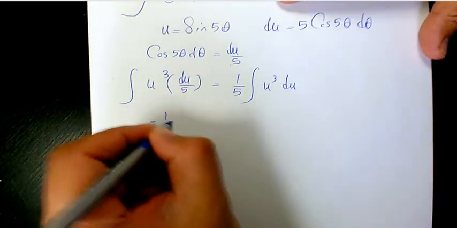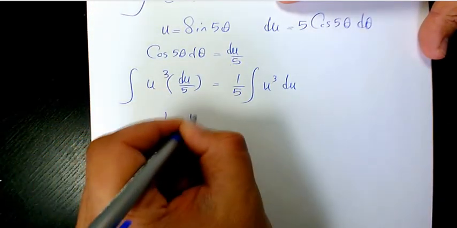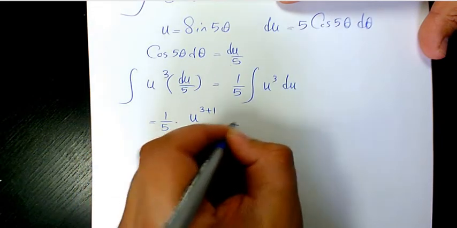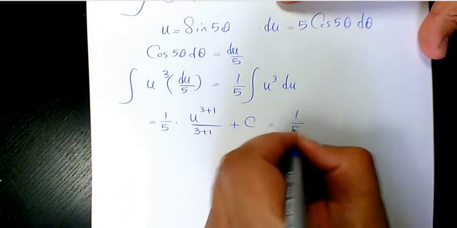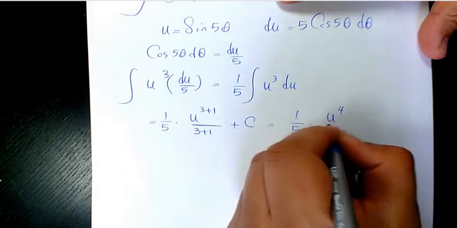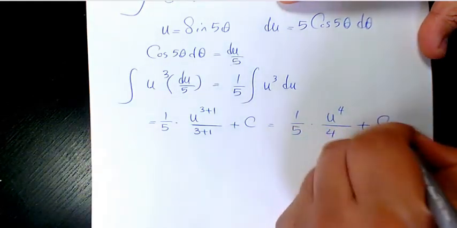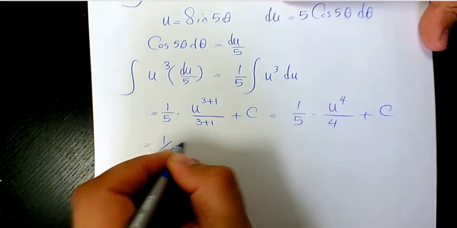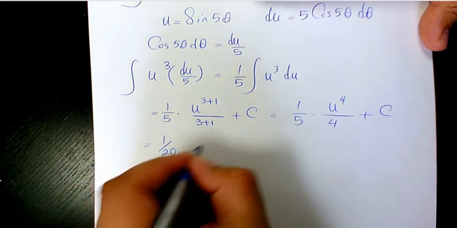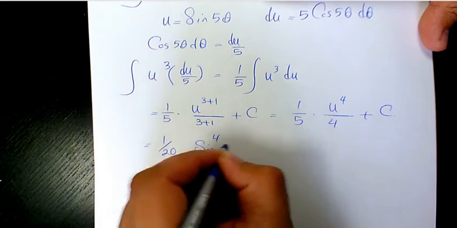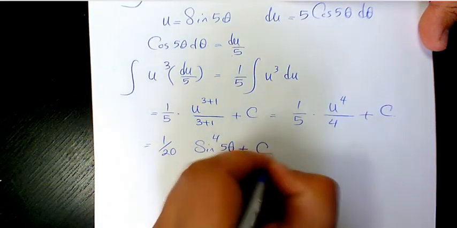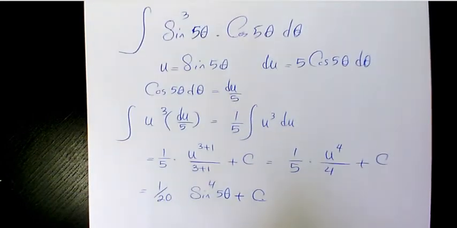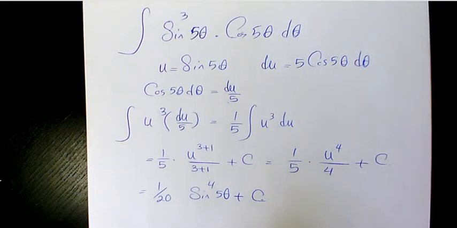Then we have 1 over 5 u to the power of 3 plus 1 over 3 plus 1, plus c. So we have 1 over 5 u to the power 4 divided by 4 plus c. So we have 1 over 20 u to the power 4, which is sine to the power of 4 of 5 theta plus c. So that's the final answer.